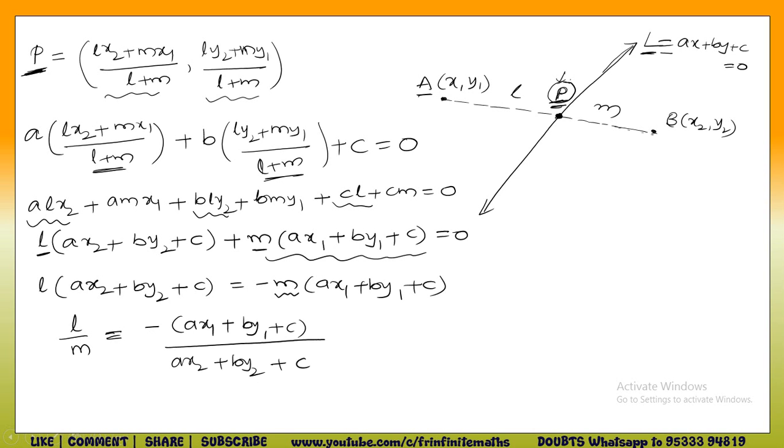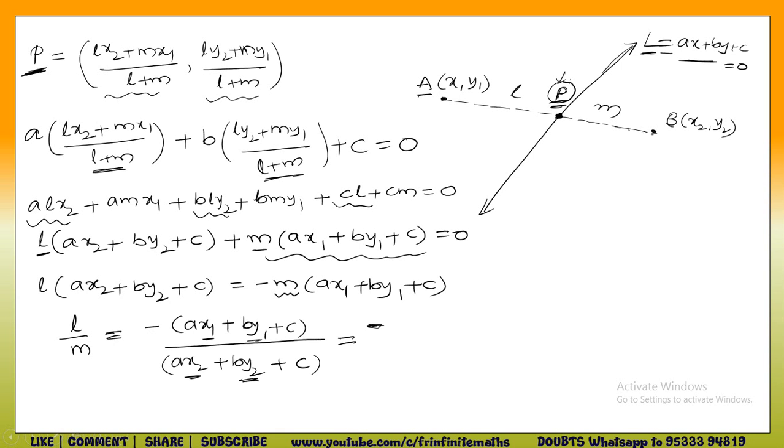Now for my convenience, since I have substituted x1 in the place of x and y1 in the place of y, the same way here also we have x2 in the place of x and y2 in the place of y. So for my convenience, what I am going to represent is, since L is nothing but ax plus by plus c is equal to 0, and since I have substituted x1, y1, I can see x1, y1 in the numerator and x2, y2 in the denominator.